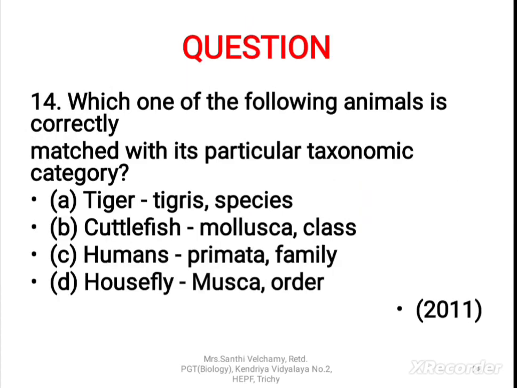Then the 14th question. Which one of the following animals is correctly matched with its particular taxonomic category? You can see A. Tiger, Tigris, that is the species. B. Cuttlefish, Mollusca, class. Humans, Primata, family. Housefly, Musca, that is order. The correct answer is A. Tiger, Tigris, that is species.